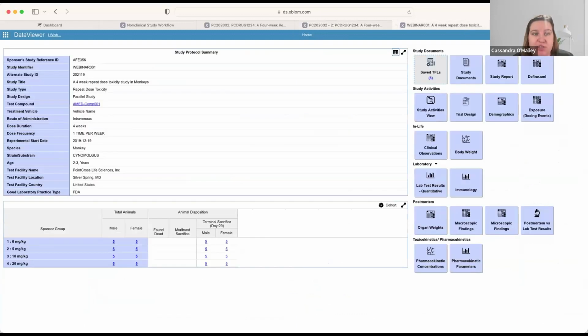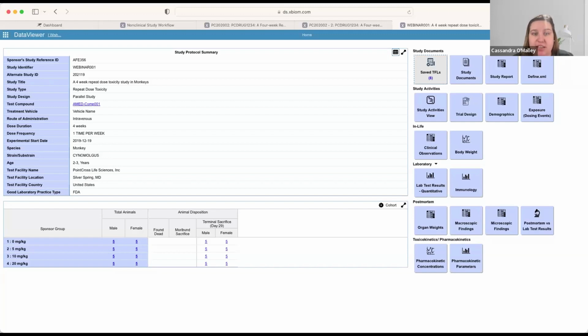I've now switched over into another study, and I'm going to take a look. It's a little more robust. The study that I've just switched over to is a 4-week repeat dose toxicity study in monkeys, and the test article is given once per week intravenously. As this is a larger subject, we have a little bit more information, with laboratory tests that can be taken, and we can see a change over time.